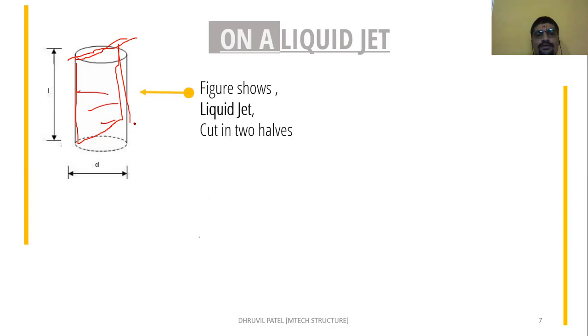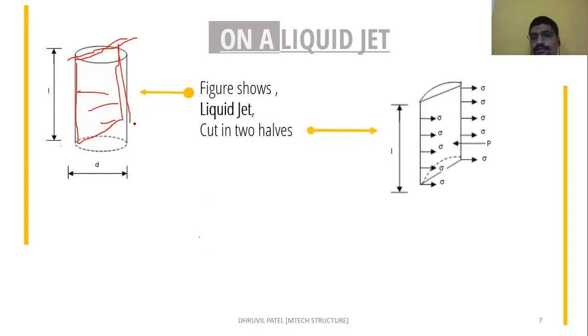So the figure shows a liquid jet. Cut it in two halves. If we cut in two halves, it will look like this. Okay, and here it is the circumference. The circumference of the jet will be calculated by this. This is the surface where tensile force is acting. Here it will not act. The tensile force will act here only, because the upper side is hollow and the lower side is solid, and the liquid is below it.